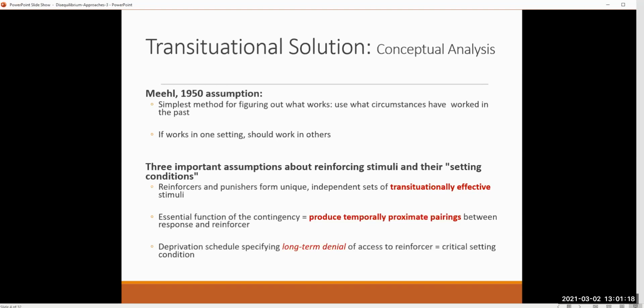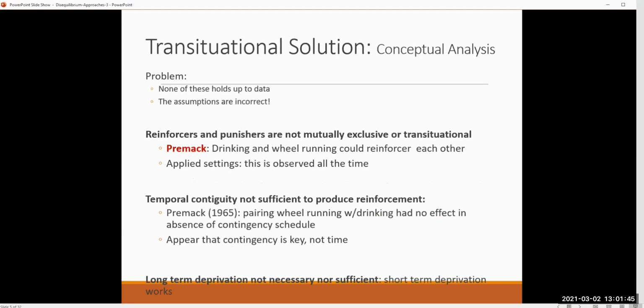I have to use long-term denial of access to the reinforcer in order to increase the desire for that reinforcer, and this becomes a critical setting condition. I can't be giving you Oreos for, say, 6 weeks before, so that when you see an Oreo, you want an Oreo. And this was done to get around the satiety issue, that I'd had too many of those already. Well, we'll just deprive you of it and then you'll want it. The problem is none of this holds water.